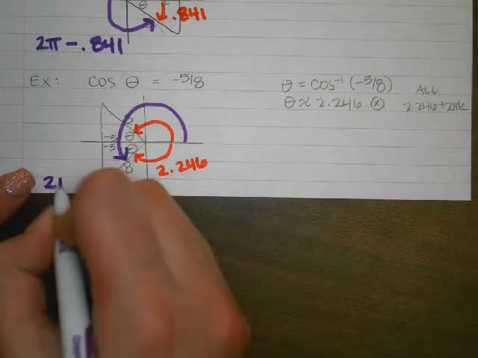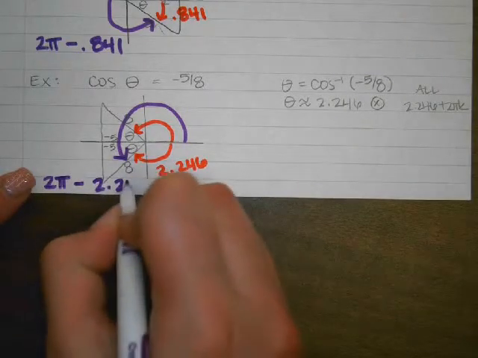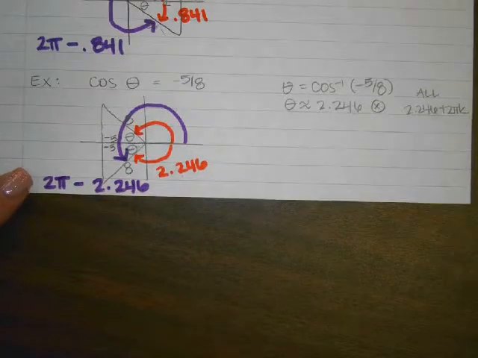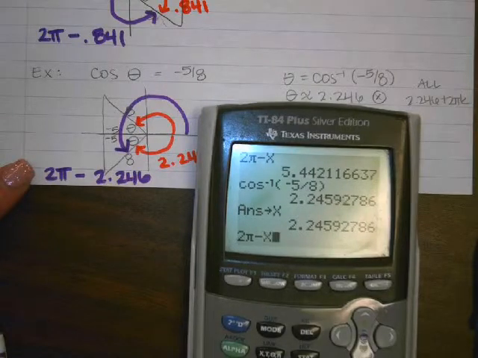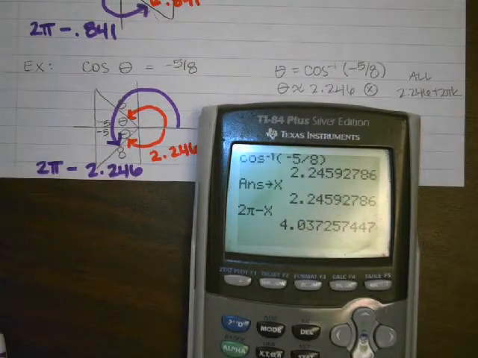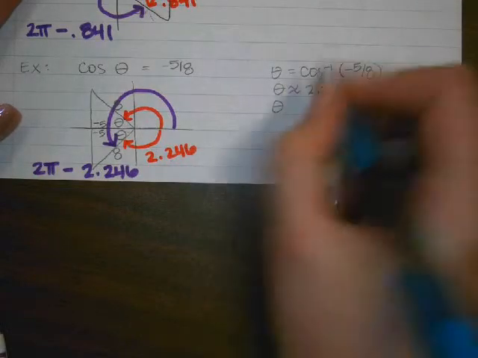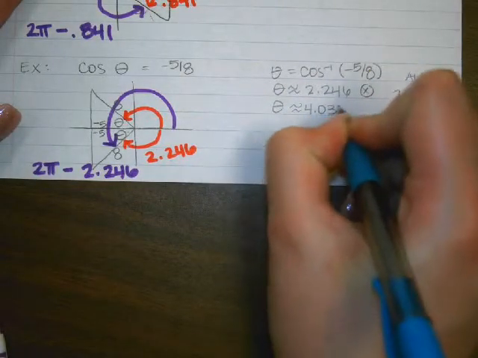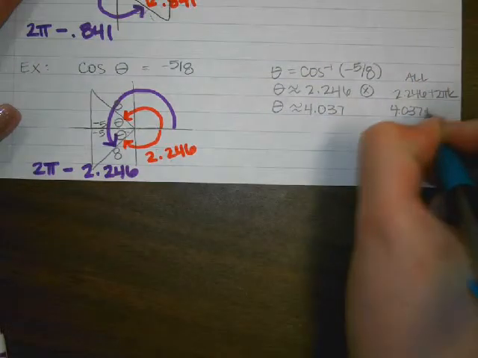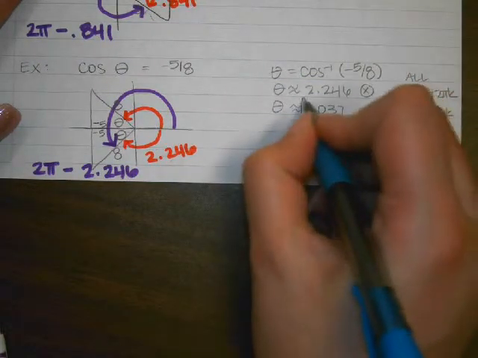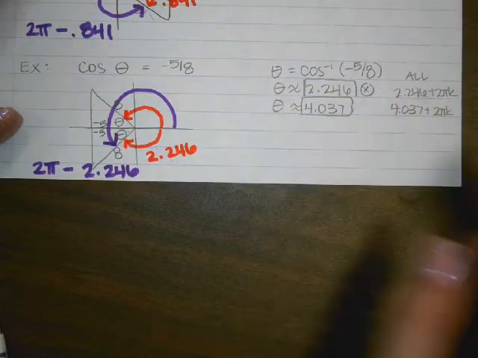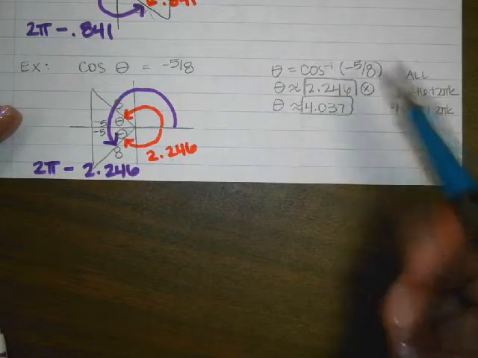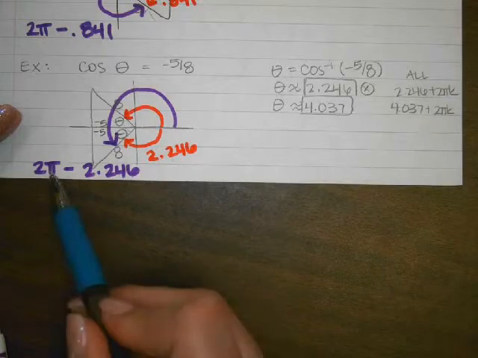So it should be 2 pi minus 2.246. And so again, we're going to be typing in 2 pi minus x. So 4.037. All right. So for this one, we're going to say for cos theta, to get our second answer, we're going to do 2 pi minus x. Okay?